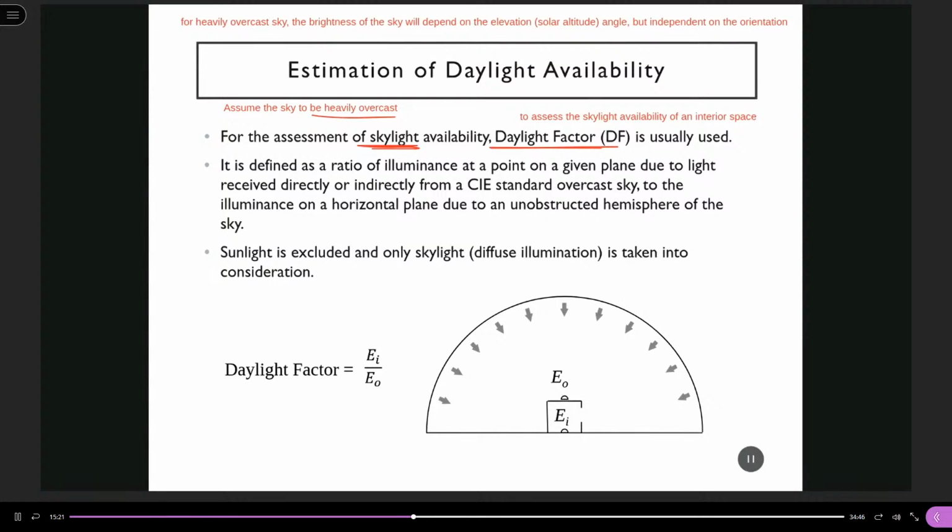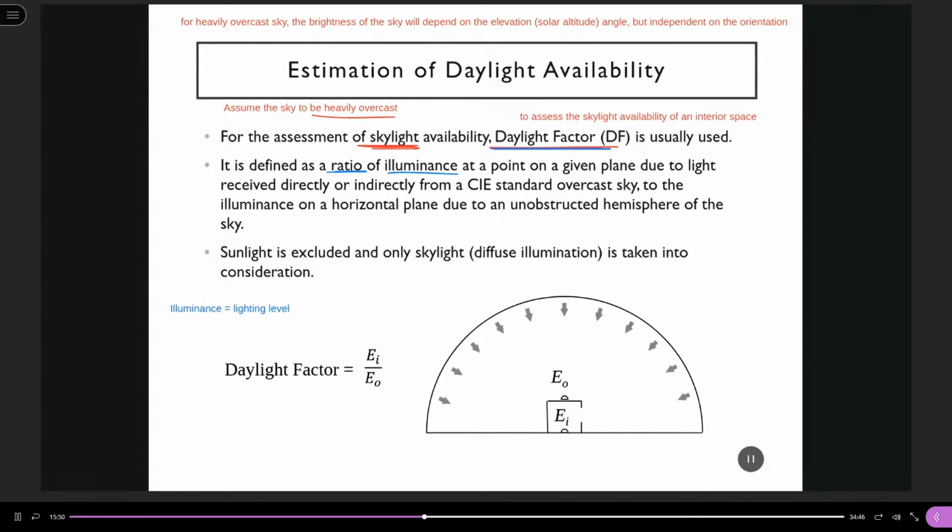Daylight factor is a ratio. Okay, it's a ratio of illuminance. So illuminance is similar to lighting level. Illuminance is similar to lighting level. So when it is brighter, then the lighting level or illuminance is higher.